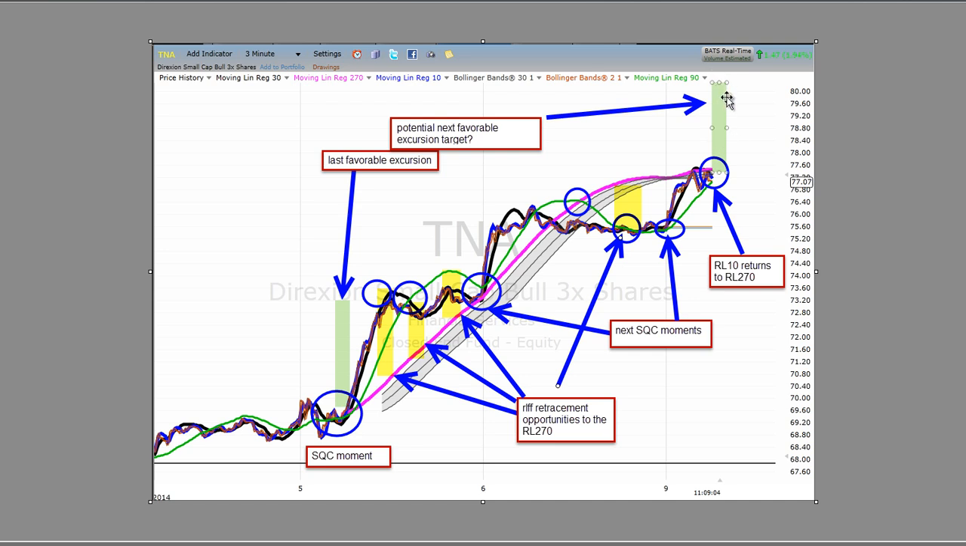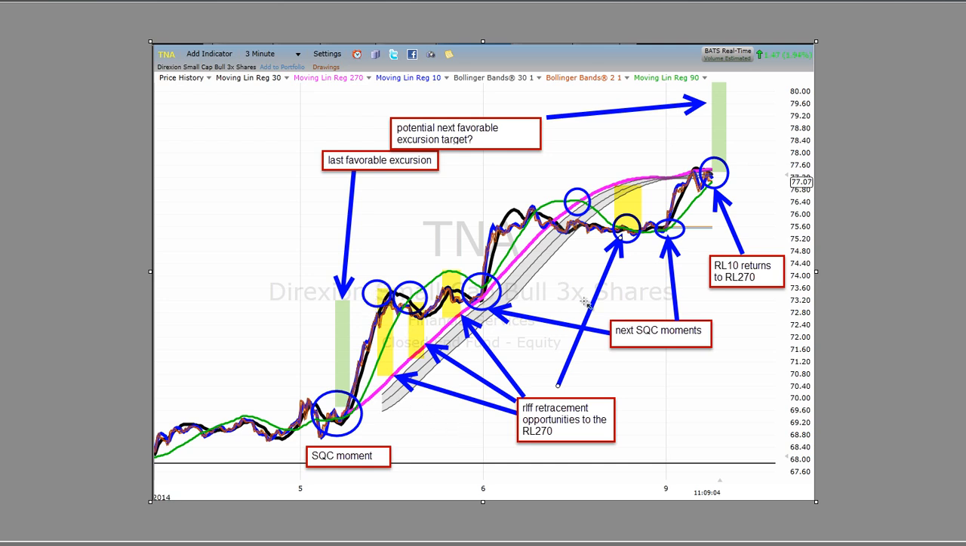I'm thinking 80, because this SQC moment from the bottom looks an awful lot like this one. That's the nearest neighbor, and when it departed to the upside, it went that far. So if you just cut and paste, you get a target on the upside of about 80 as the potential next excursion to the upside. So you could use that as an opportunity to frame a profit target to the upside. So this was the last favorable excursion to this price level, and then this would be the potential next favorable excursion target based on some kind of symmetry.